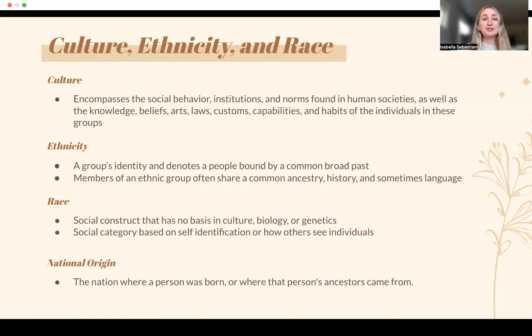Finally, national origin is the nation where a person was born or where that person's ancestors come from. It also includes the diaspora of multi-ethnic states and societies that have a shared sense of common identity, identical to that of a nation, while being made up of several component ethnic groups.